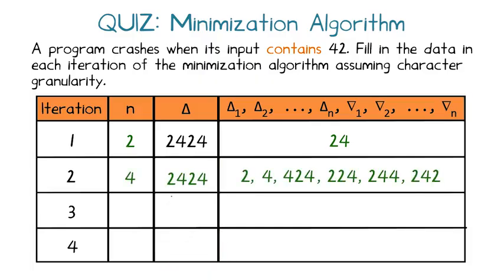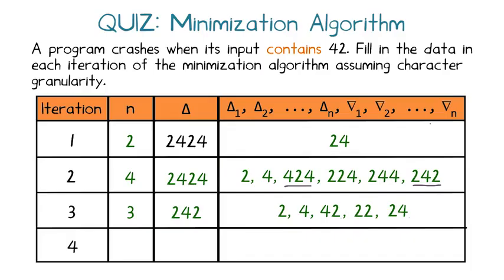Dividing up 2424 into 4 partitions yields delta 1 equals delta 3 equals 2 and delta 2 equals delta 4 equals 4. Then we have nabla 1 equals 424, nabla 2 equals 224, nabla 3 equals 244, and nabla 4 equals 242. Nabla 1 and nabla 4 are the only ones that fail, so we may choose either of them as delta and proceed. Either way, we would decrement n by 1 to get 3.